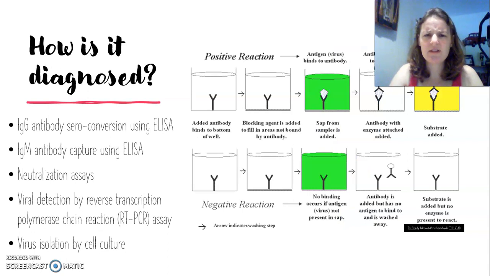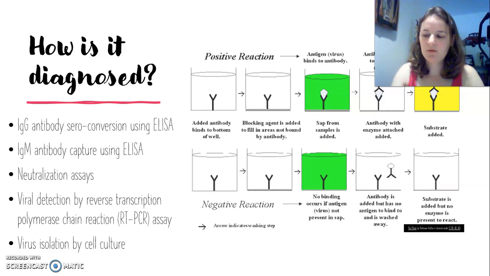So the way that this disease is diagnosed is a little bit complicated. It's diagnosed by using ELISA, which is an enzyme-linked immunosorbent assay. And basically the way it works is you add an antibody to perhaps a well, and then you add whatever antigen you want to identify, and if it binds, it'll change color, and then that's how you know that you have that disease or that the test is positive.